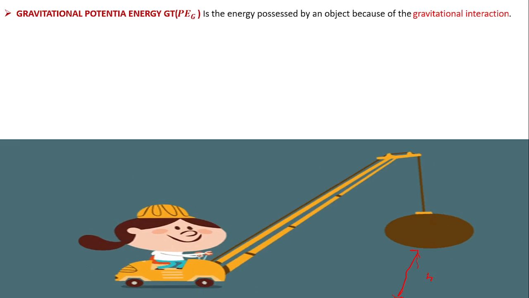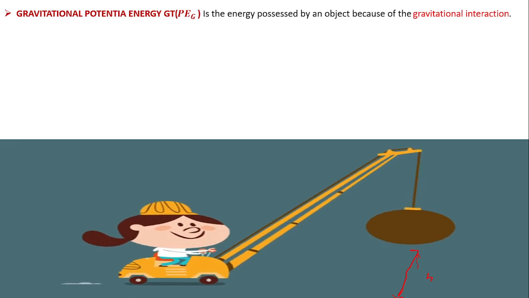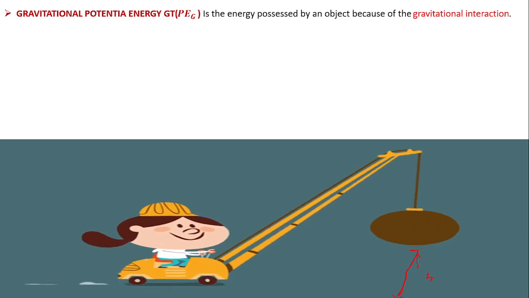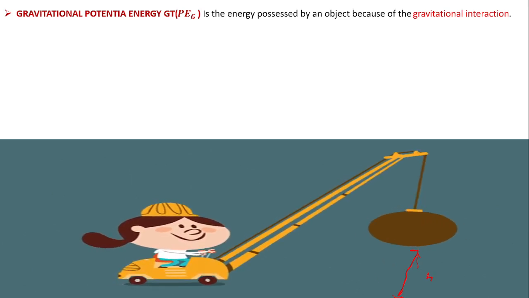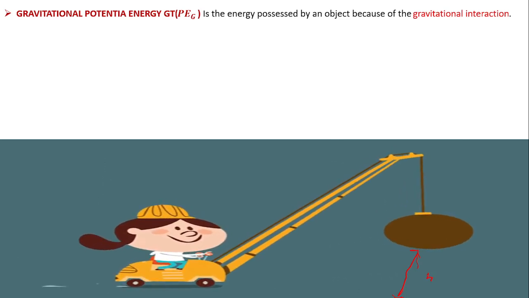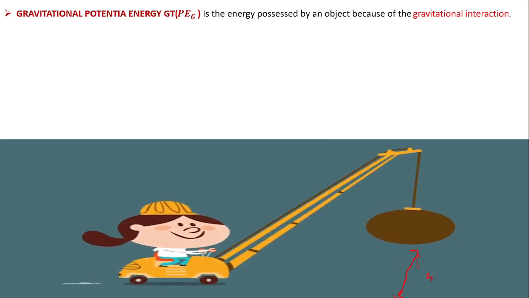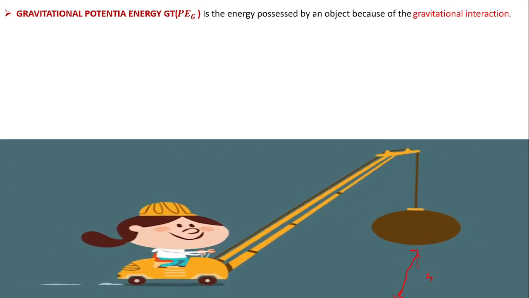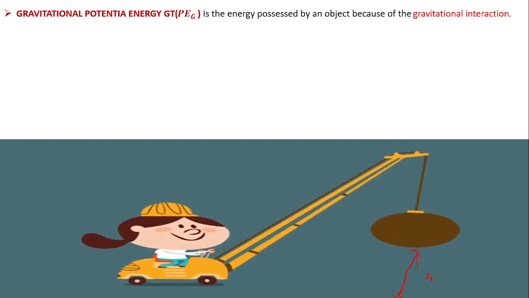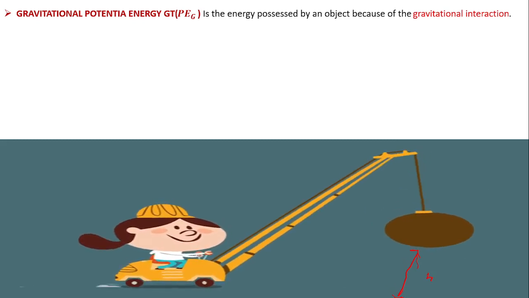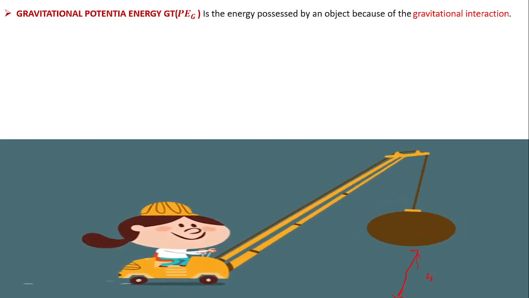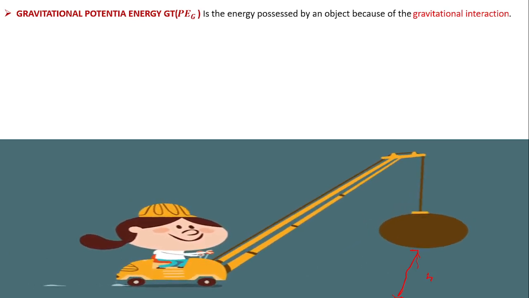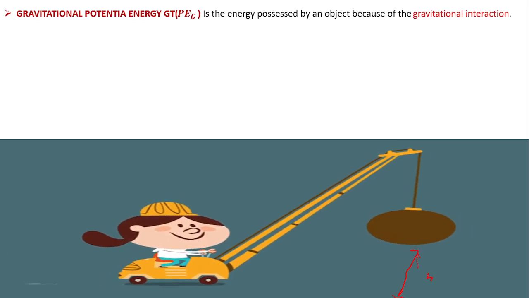The gravitational potential energy is the energy possessed by an object because of the gravitational interaction. This gravitational interaction is due to the pull of the earth on an object. When the earth is pulling that object, it causes the object to have a type of force which we call the weight. We talked about that when we were discussing Newton's laws of motion. The pull of the earth on an object, which is the gravitational force, is the one which leads to this type of energy, known as the gravitational potential energy.